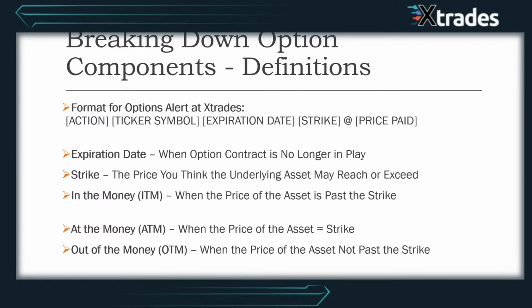So other definitions here. Options are alerted. At Xtrades, we always alert by the action. So it's going to be BTO, which is buy to open, STO, which is sell to open. And if it's a C instead of an O, then it means we're closing. Then it's going to be a ticker symbol. So TSLA for Tesla, AMZN for Amazon, BA for Boeing.